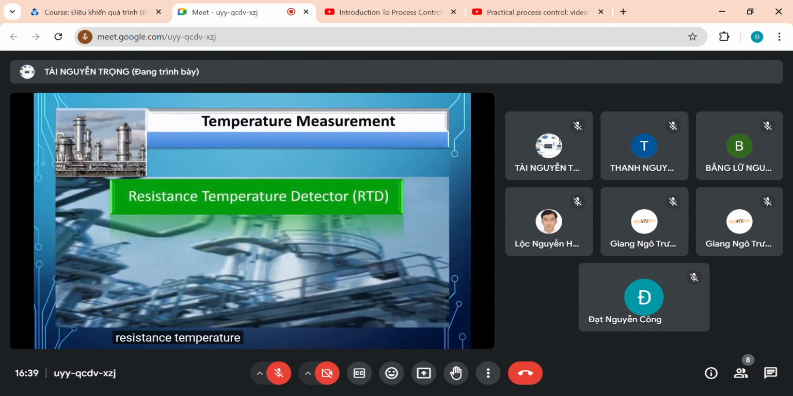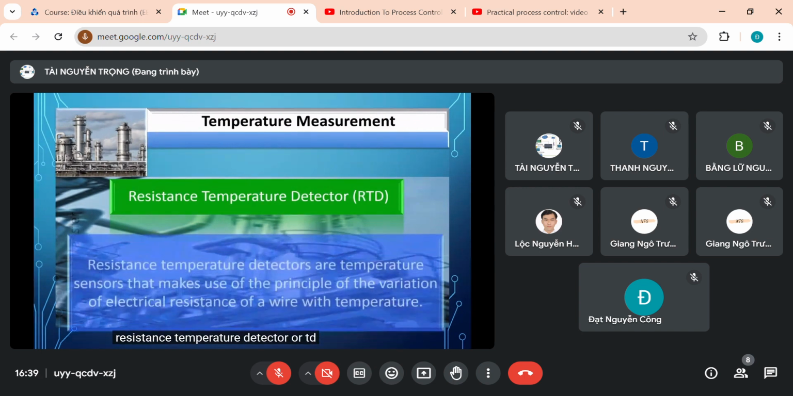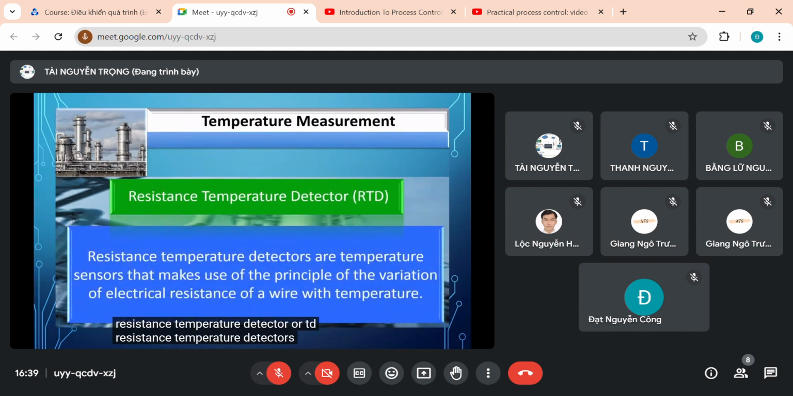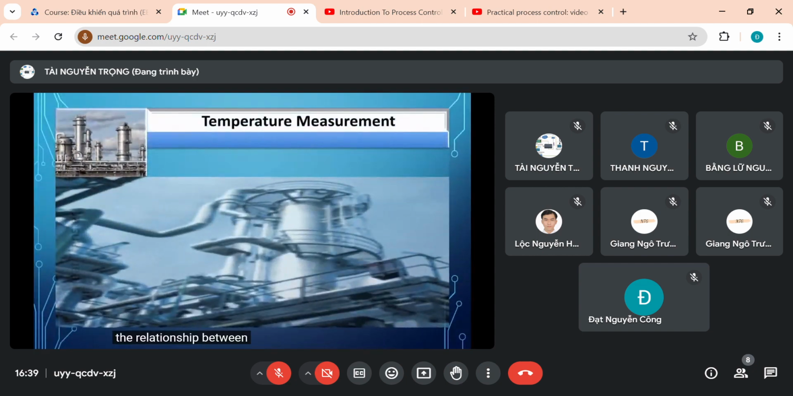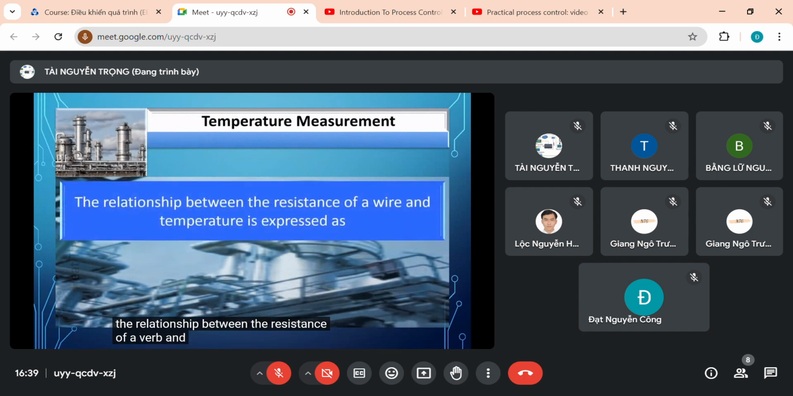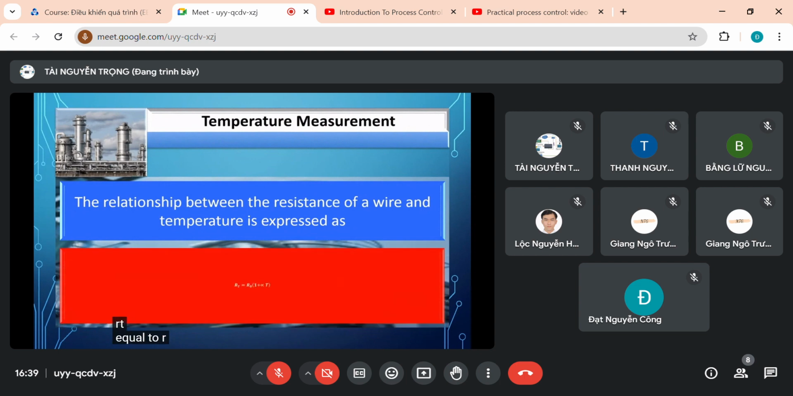Resistance temperature detector (RTD). Resistance temperature detectors are temperature sensors that make use of the principle of the variation of electrical resistance of a wire with its temperature. The relationship between the resistance of a wire and temperature is expressed as RT equals R0 times (1 plus alpha T).